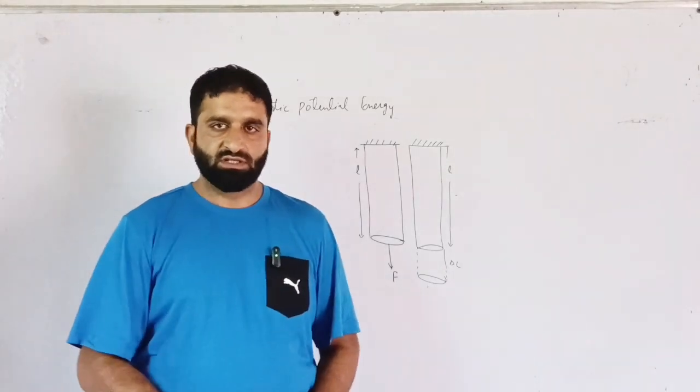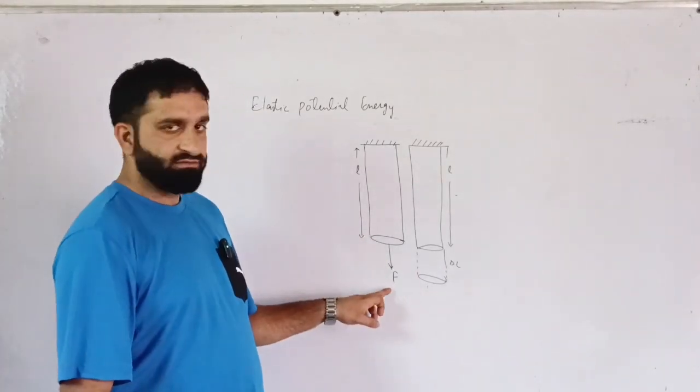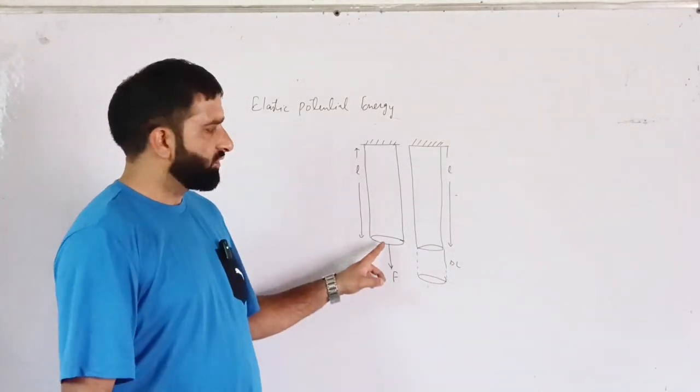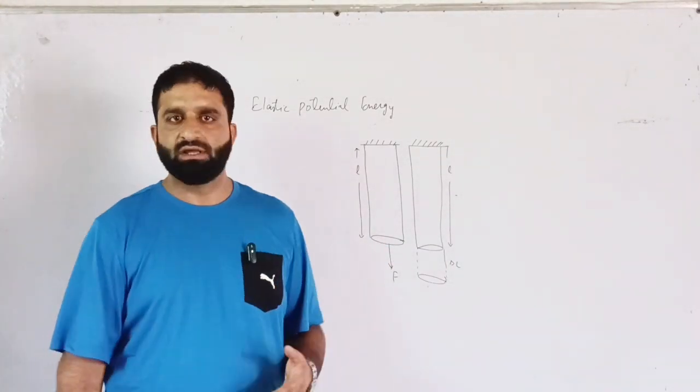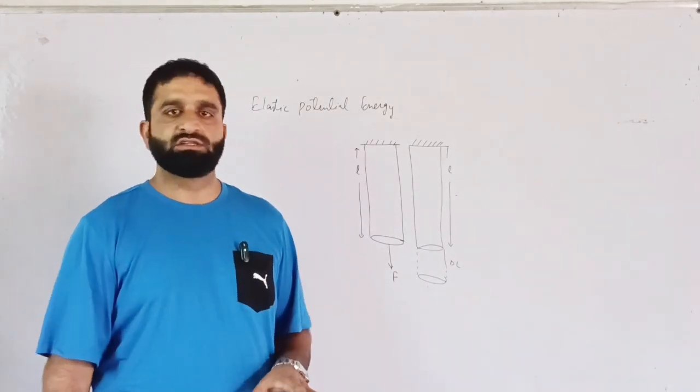Let us discuss elastic potential energy. We know that when we pull a solid rod by a force F, there is an increase in length delta L. But when we pull a rod, a restoring force comes into play. That restoring force tries to bring that rod into its original configuration.